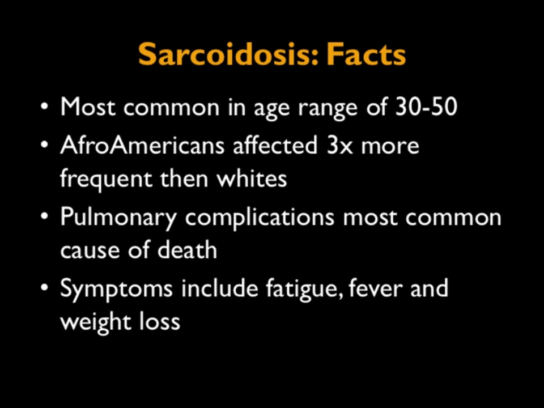Just some numbers. Sarcoid, most commonly 30 to 50 age range. African Americans are affected 3 times more commonly than whites. Pulmonary complications are the most common cause of death. Cystic changes in the lung, interstitial fibrosis. And the symptoms include fatigue, fever, and weight loss, which also are symptoms typically associated with malignancy. So you can see why there can be significant confusion.